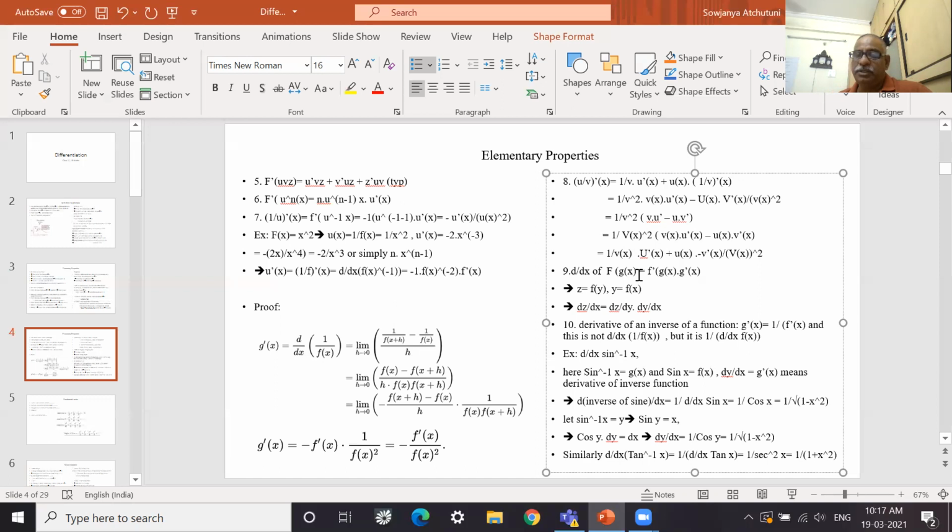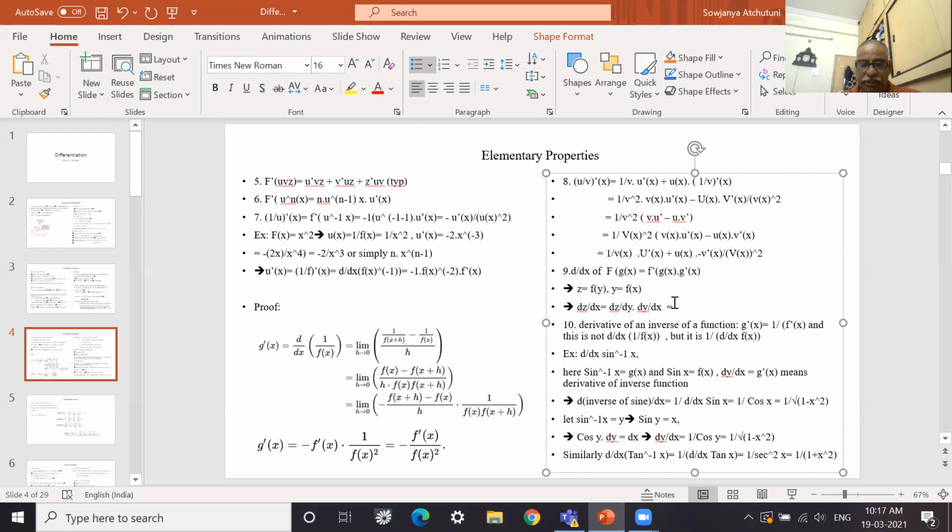f(g(x)) is equal to f'(g(x)) into g'(x). It is like this: dz by dx is equal to dz by dy into dy by dx. Here dy gets cancelled, and I am getting dz by dx. This simple mathematical cancellation is also applicable in dy by dx. I can take it many times.